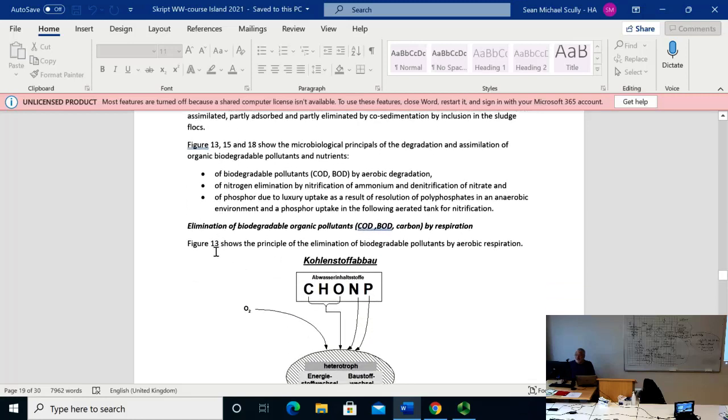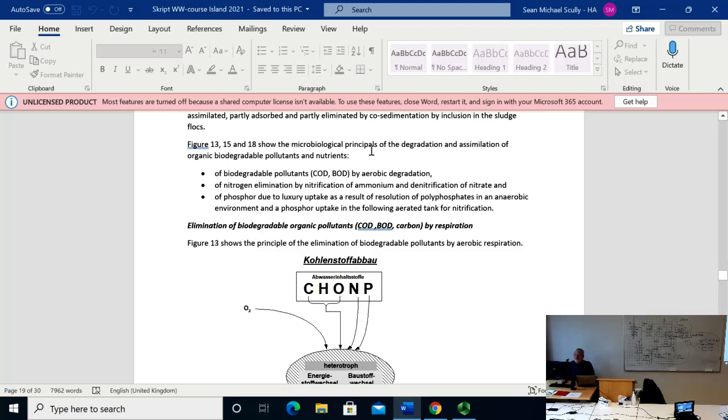Okay, now I differentiated all those 3 different processes as 13, 15, and 18, and you see there's gaps in between. That's because they explain a little bit more in detail the different degradation, because the degradation we talk about first is only the degradation of carbonaceous compounds. That's exactly what we see on the whiteboard.